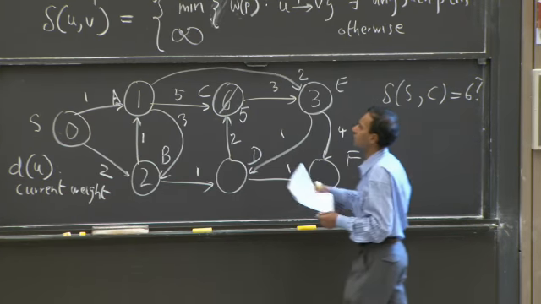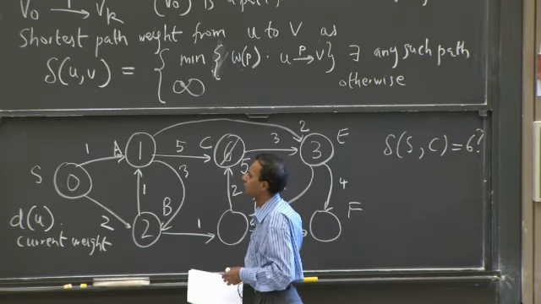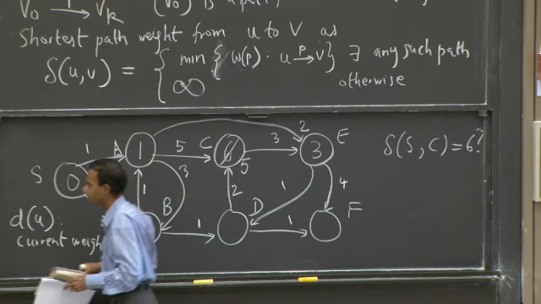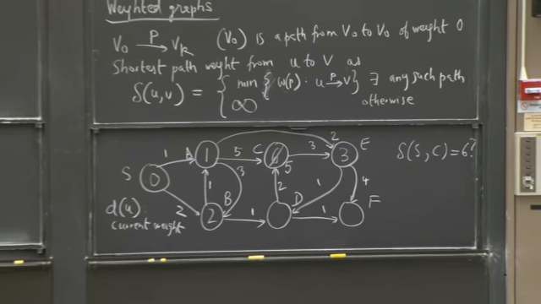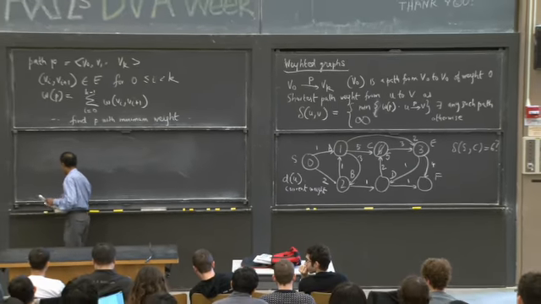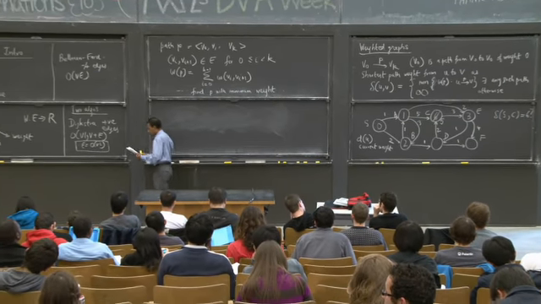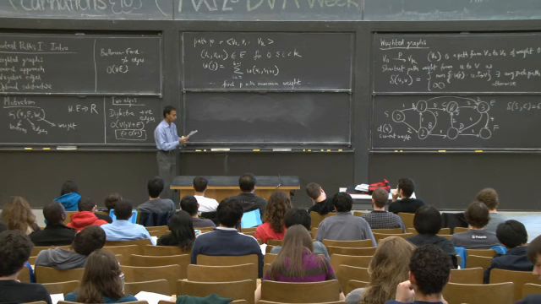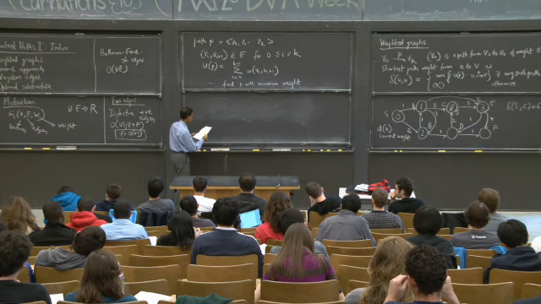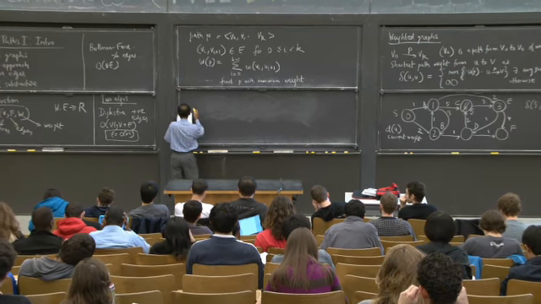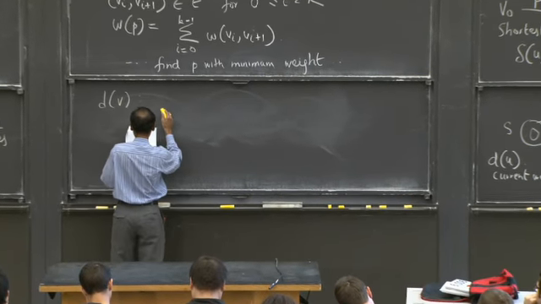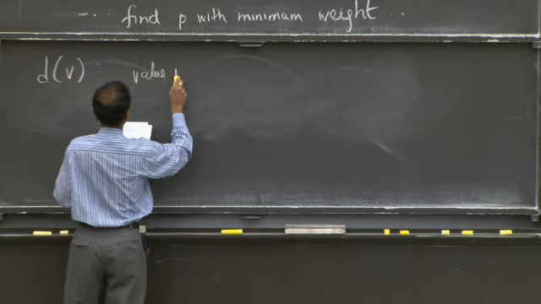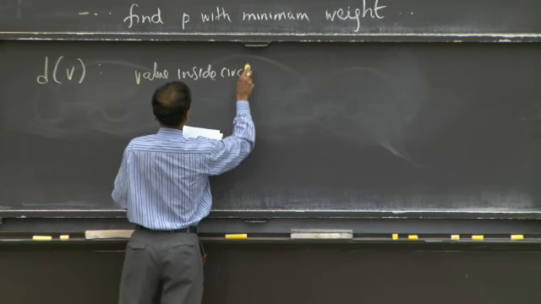So what we did here was we had delta uv that corresponded to the weight of the shortest path. But if we want the path itself, we need to have a way of finding the sequence of vertices that corresponds to the minimum weight path. And in particular, we're going to have to define what we call the predecessor relationship. And so what I have is d of v is the value inside the circle, which is the current weight.